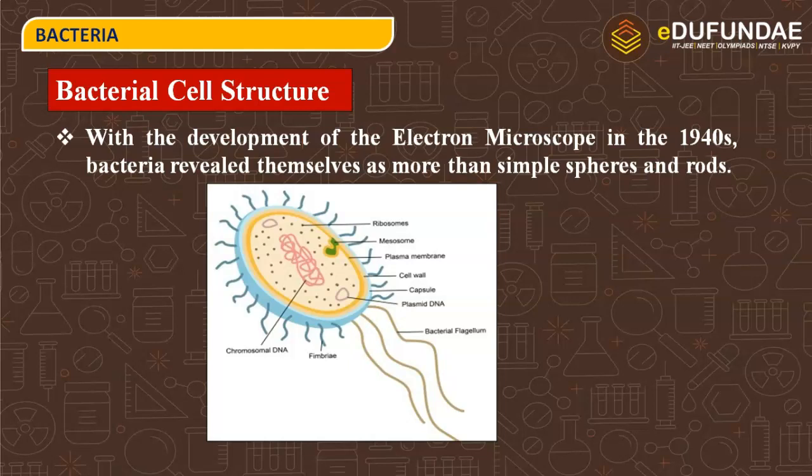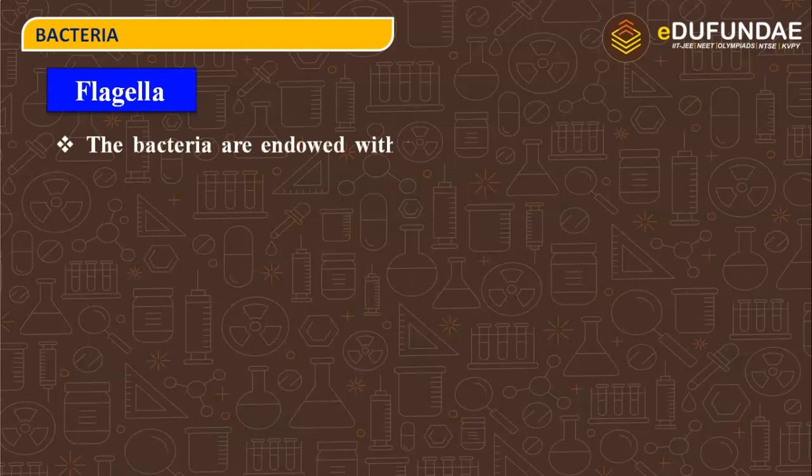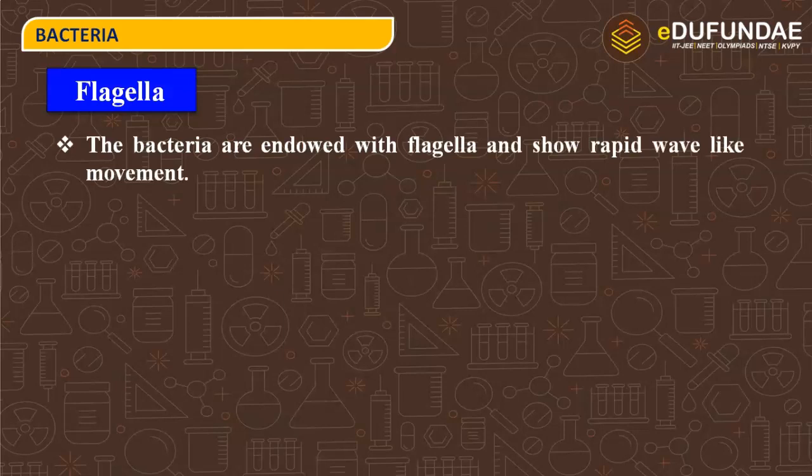It has various organelles inside, it has the presence of a cell wall and so on. So let us see the detailed structure. The first part we are going to discuss is the flagella. The bacteria are endowed with flagella and show rapid wave-like movement. So when bacteria show motility, that means movement, it is with the help of some locomotory organs, and those locomotory organs are the flagella.